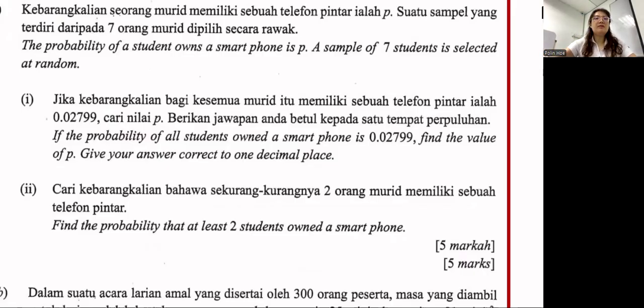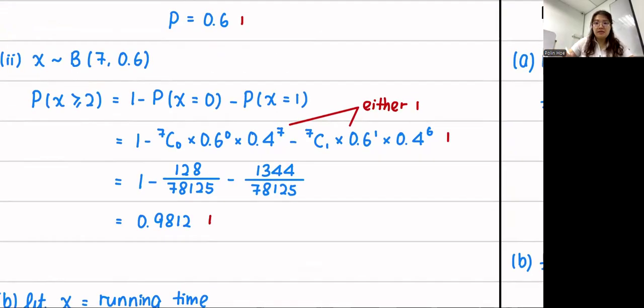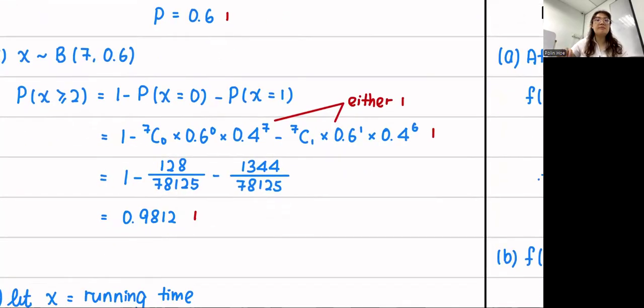I take 1, because total probability is always equal to 1, minus no one owns the phone, minus only one of them owns the phone. Okay, so this one, nCr, blah, blah, blah, and you write either one, you get 1 mark, because you need to write everything to solve the math, correct? And this is optional, to make sure that my answer is correct. Good. This is my part A about binomial distribution.